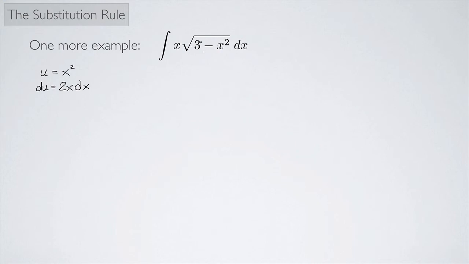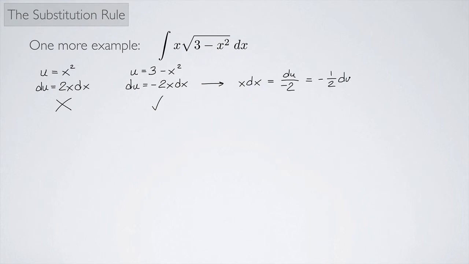Well, that's still not going to help me get rid of the 3 here, and it would be nice to have just the square root of u here. So I'm going to scrap that, and let's try letting u be the whole thing under the square root. So we'll say u is 3 minus x squared. Then du is going to be minus 2x dx, and I like that better. That seems to work a little bit nicer. So that means that x dx, which is what shows up in the integral here, is du over negative 2, or if I prefer, negative 1/2 du.